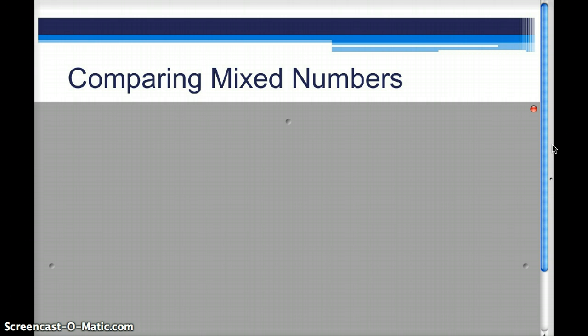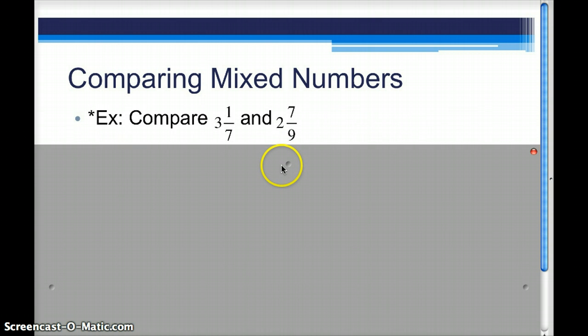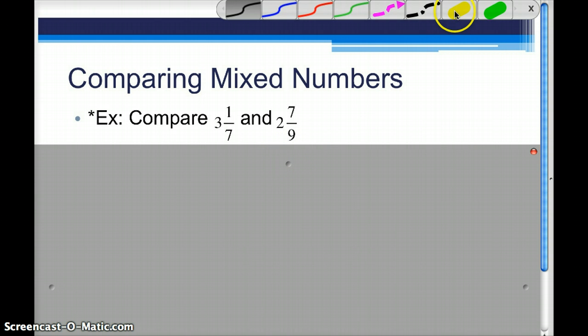All right, we've compared proper fractions. Now let's compare mixed numbers. Remember, a mixed number is the sum of a whole number and a proper fraction. Here's our first example, 3 and 1/7. Let's compare that to 2 and 7/9. Now this one should be really easy to compare.